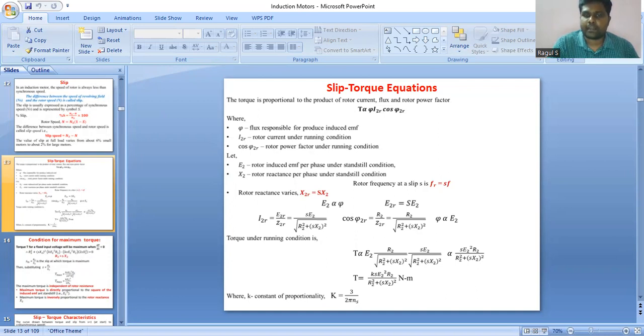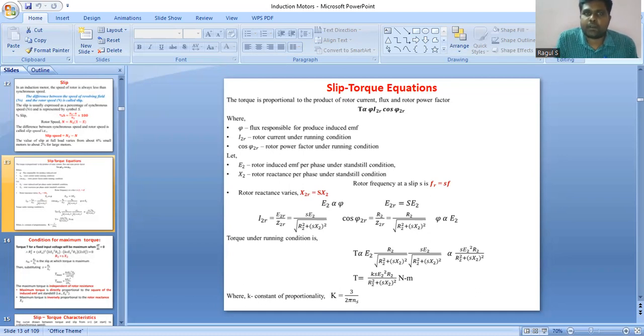So the torque is directly proportional to slip and E2. Here E2 is the rotor induced EMF per phase under standstill condition. Likewise, X2 is the rotor reactance per phase under standstill condition. The term K is a proportionality constant for the torque. It has a separate value: K is equal to 3 divided by 2 pi Ns.